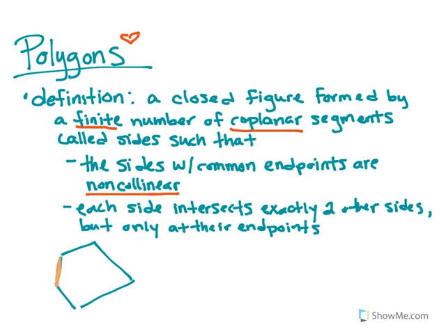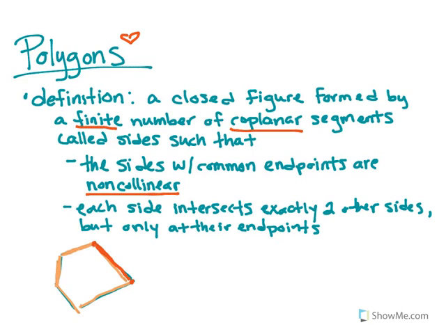So this right here is its own line. This right here is its own line, and so on and so forth. They're all their own lines. The other thing is each side intersects exactly two other sides, but only at their endpoints. So notice you pick any of these sides here, and it ends where two other ones begin. So this line intersects two other sides, but only at the endpoints. That's the general definition of a polygon.